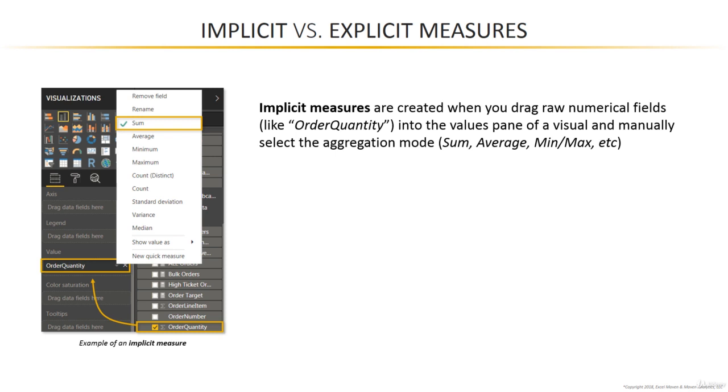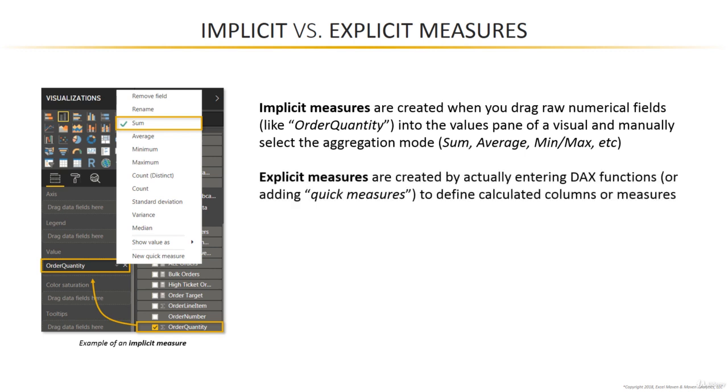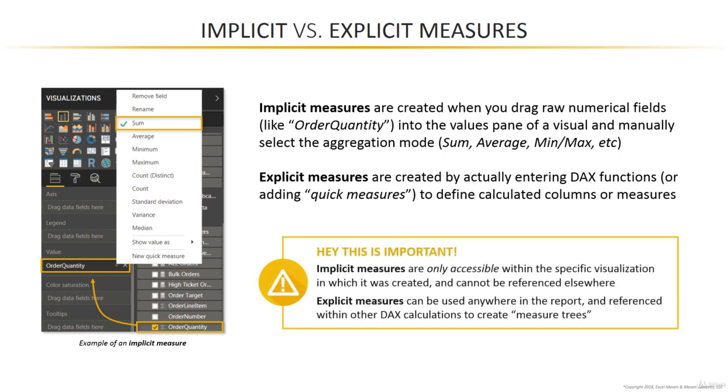And that's exactly what's been going on with all of the values that we've been looking at in the matrix views that we've built. Now, on the other hand, explicit measures are created by actually entering DAX functions, which we're not going to do, or quick measures, to explicitly define calculated columns or measures. So, very important difference here.